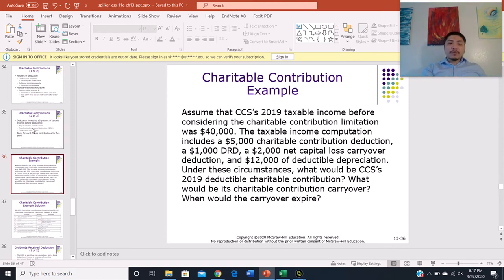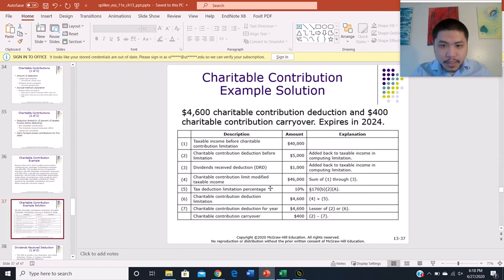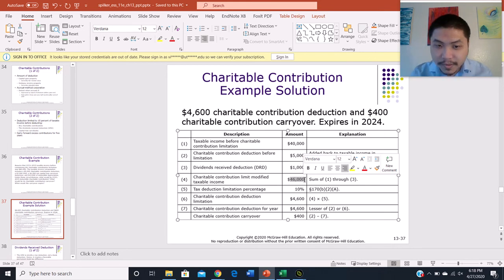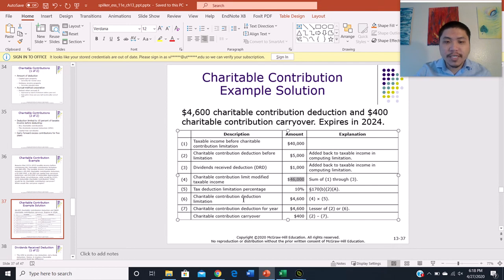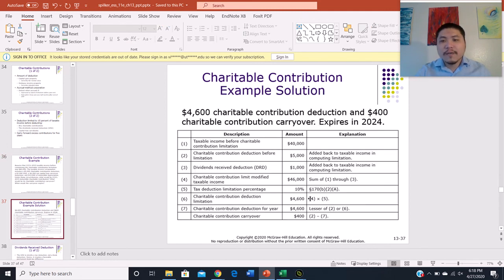And we have $2,000 of net capital loss carryover, but since we only need to make an adjustment for capital loss carrybacks, we don't have to do anything with the capital loss here, right? So then we have the charitable contribution limit modified taxable income, $46,000, and this $46,000 is going to be used to apply the 10%. So we have the charitable contribution deduction limit, which is $4,600, 10% of $46,000. The firm deducts $5,000, but they can only deduct $4,600 for tax purposes, and then they have $400 remaining, which can be carried forward for up to 5 years.